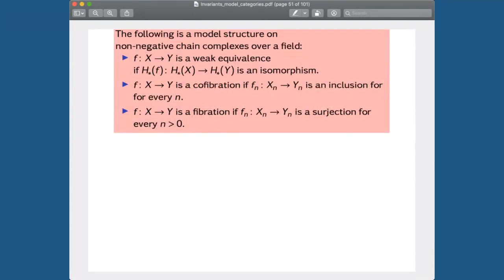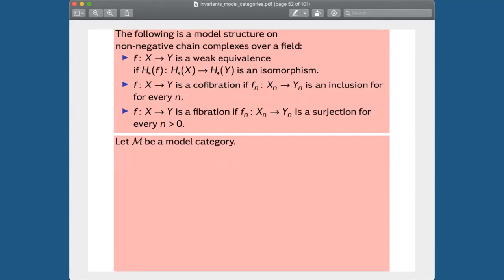Now, if you have a model structure, here's a way to modify it to get a new one. So let C be a model category, like, for example, the non-negative chain complexes.